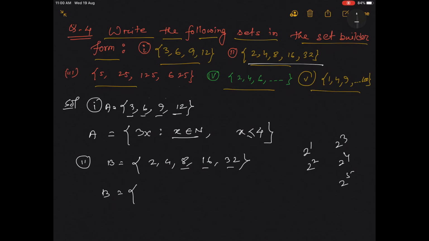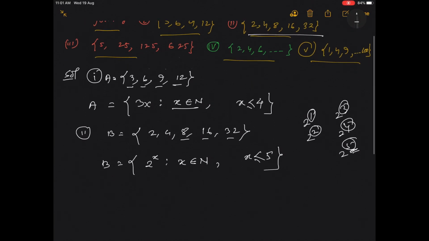in set builder form like this, 2 to the power x such that x belongs to N, that is a natural number. So these powers 1, 2, 3, 4 are natural numbers less than or equal to 5. So maximum we can take 5, isn't it? So less than or equal to 5. Okay, so that is how we can write the second set.